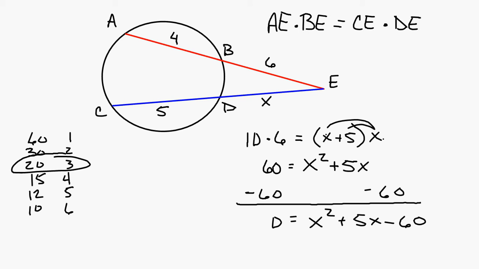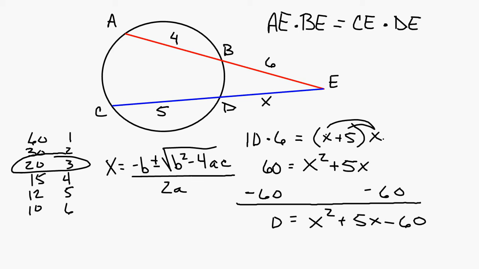X is equal to the opposite of b plus or minus the square root of b squared minus 4ac all divided by 2a. Right? So in this case, your a would be 1, your b would be 5, your c would be negative 60. You'll plug it in, you'll solve it.